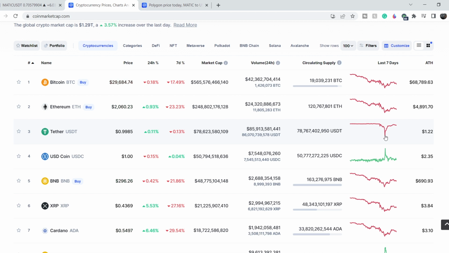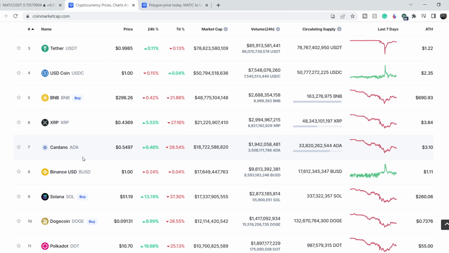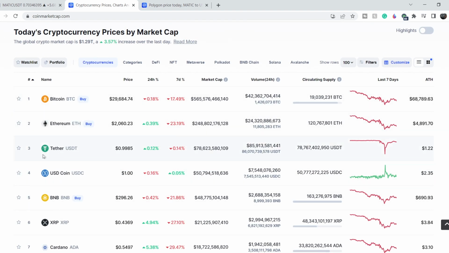And definitely because of this sell-off, we have spikes in other stable coins like USDC, like BUSD and other stable coins, because everything depends on Tether right now, the third largest cryptocurrency on the market and the first stable coin on the market.